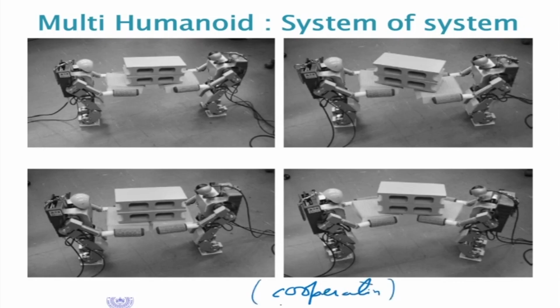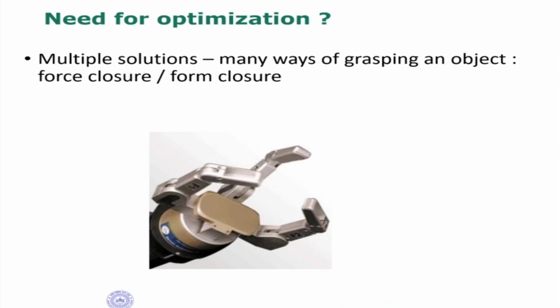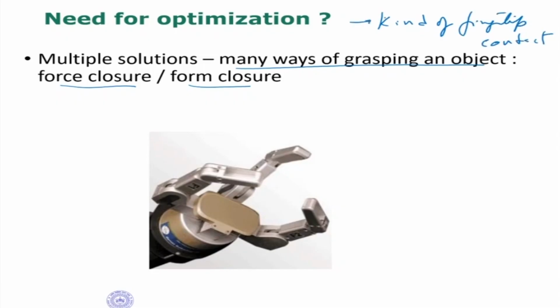Now, multi-fingered hands. There are many ways of grasping an object. This is something we have studied: there is the concept of force closure and the concept of form closure. Then it depends on the kind of contact, the kind of fingertip contact that is taking place, that will determine also the kind of closure that is happening.